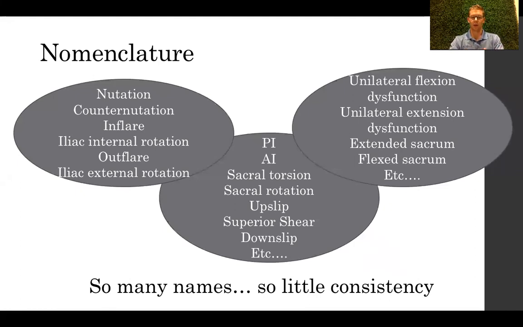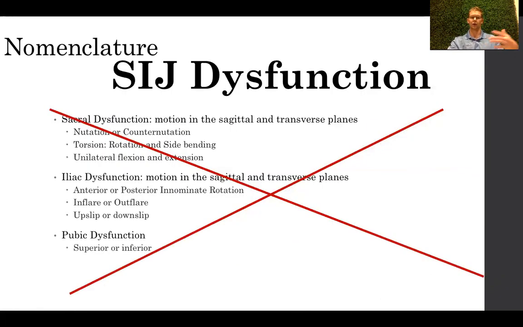Next, if we talk about nomenclature, there are so many terms that are used throughout the research. Even when we talk about the biomechanics, let's keep it simple, and you'll see why. You can say nutation, counter-nutation, or is that flexion and extension? Is there torsions, upslips, anterior innominates? What we have seen through the research is that with all of this, we have no consistency, it's so hard to diagnose these things, and it really does not matter clinically. So my idea is we should drop this nomenclature, get rid of all these terms, and start simplifying things.